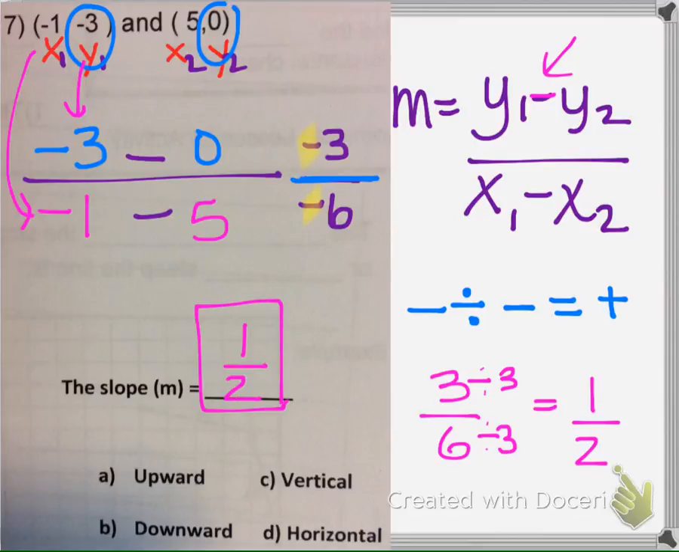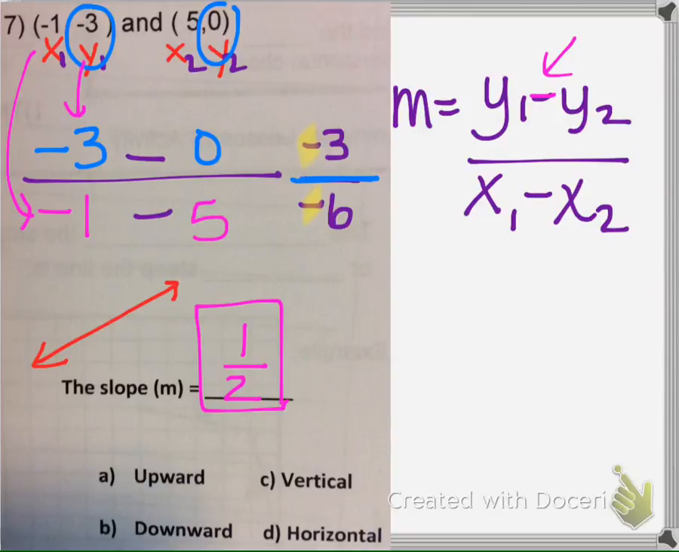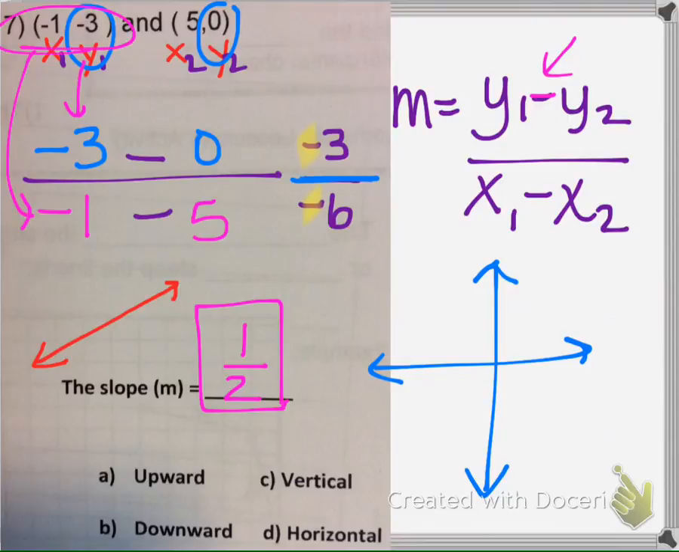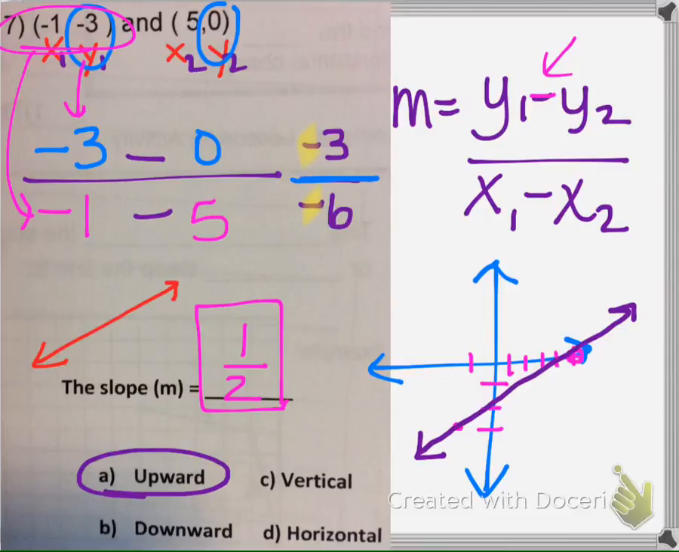So since the slope is positive, from the left to the right, it's going upward. And again, the nice thing is, if you weren't sure what a negative over a negative equals, we know that we can draw a sketch of these 2 points here. So we have a point at -1, -3. Then we have a point at 5, 0. So if we connect those points, we could see from the left to the right, it's going upwards. Those 2 points belong to a line that's increasing. It's going upwards. So we get A.